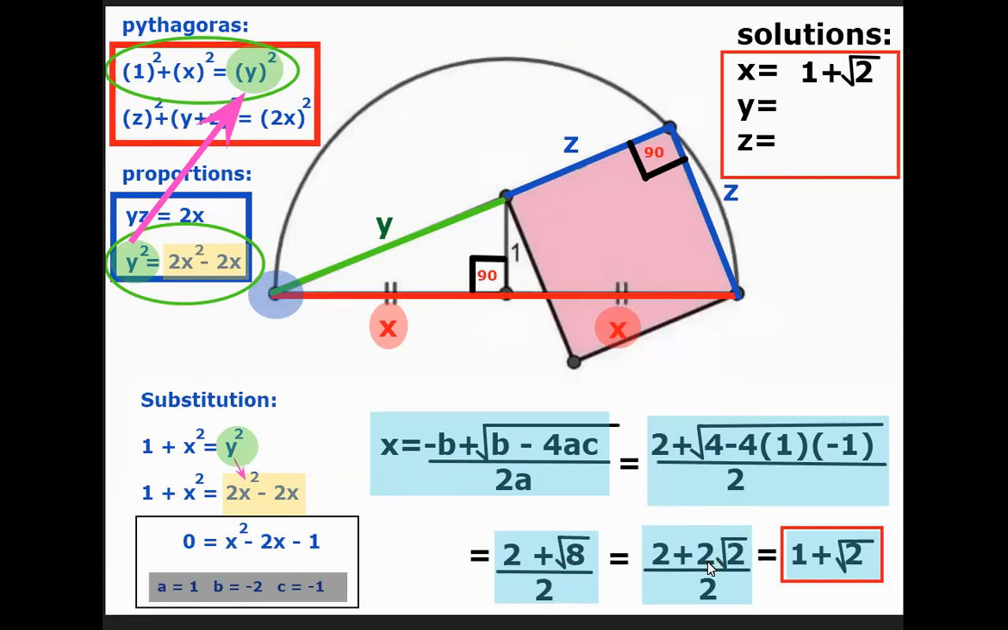Square root of 4 is perfectly 2. So we have 2 plus 2 root 2 over 2. Divide by 2, and we get 1 plus the square root of 2. And that is x. So the precise radius, think about this.